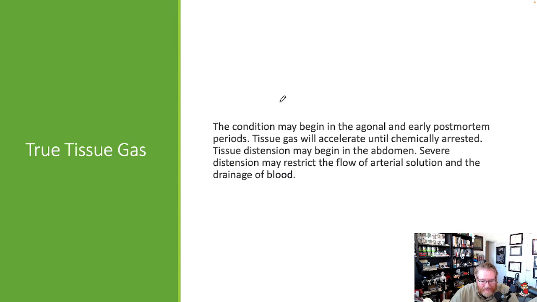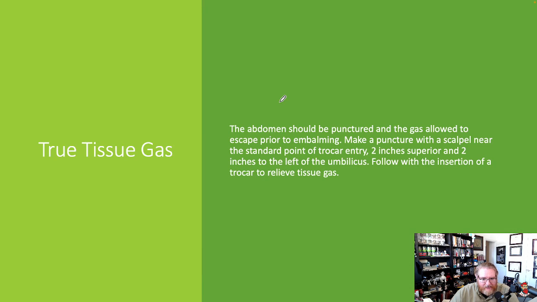The condition may begin in the agonal and early postmortem periods. Tissue gas will accelerate until chemically arrested. Tissue distension may begin in the abdomen. Severe distension may restrict the flow of arterial solution and drainage of the blood. The abdomen should be punctured and the gas allowed to escape prior to embalming. You want to get the pressure off of the aorta so you're maximizing the amount of fluid that might get to the affected areas.